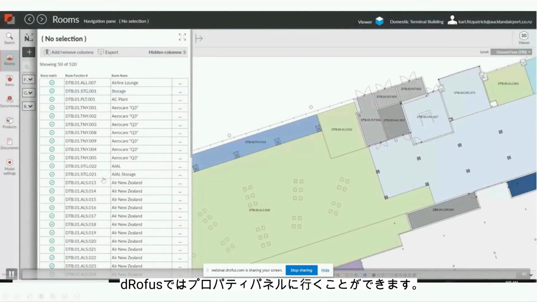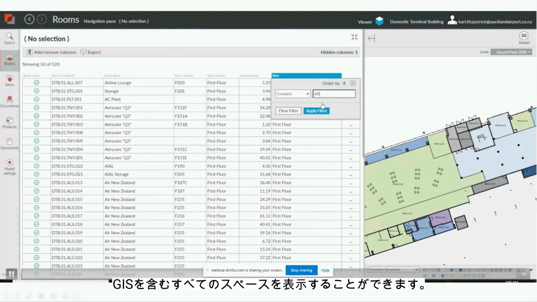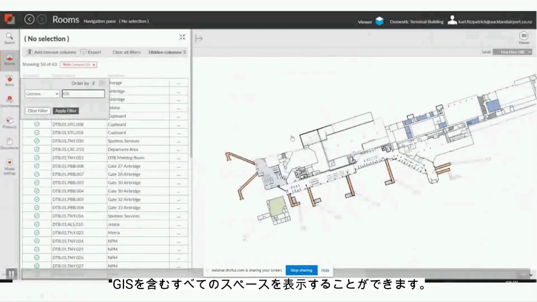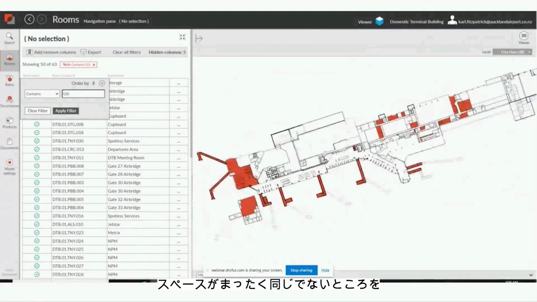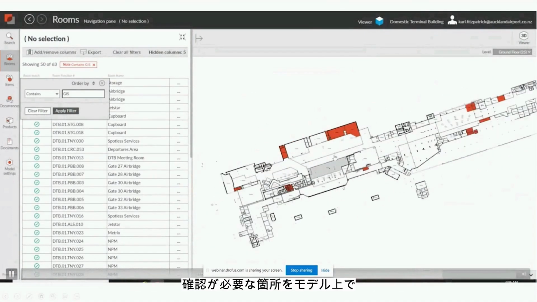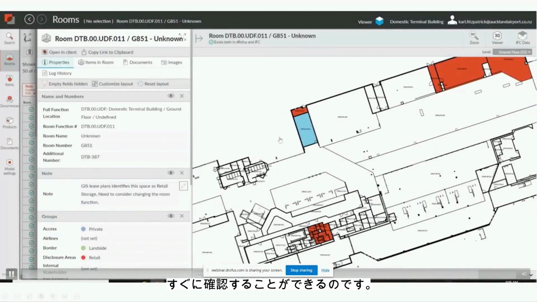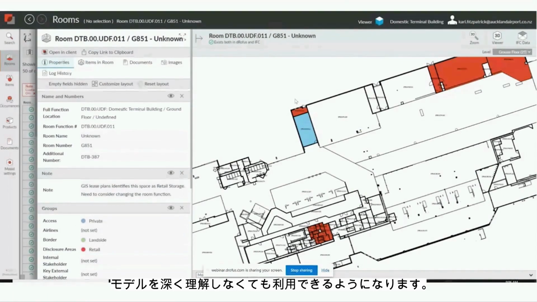And then in dRofus I can go to the properties panel or the table and filter the note section and say anything containing GIS, and then I can see all the spaces where I've gone through and noted that the naming's wrong, or the space isn't exactly the same. And then we can quickly see all those spaces in the model where something needs to be checked, either by asking someone or going out on site and having a look for ourselves. So it simplifies that whole process, and it means you don't need to be deep in the models to be able to make use of them.